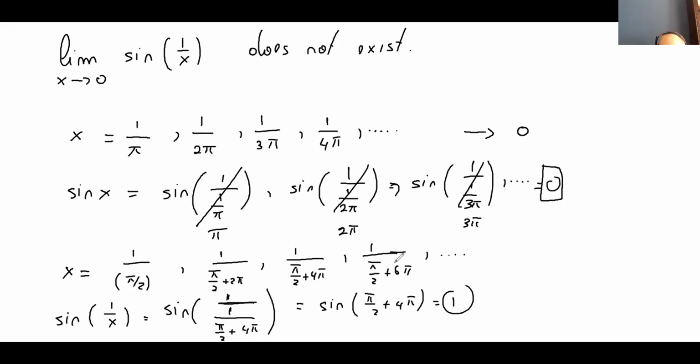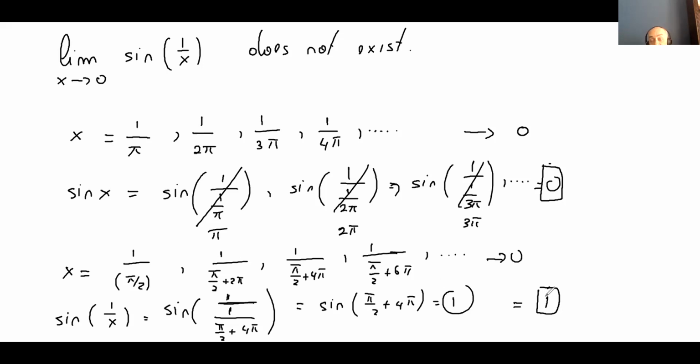So sine at all these values is going to be equal to 1: 1 over pi over 2, 1 over pi over 2 plus 2 pi, pi over 2 plus 4 pi, and so on. These are all numbers going to 0 themselves, but the values of sine turn out to be all 1. So what happens here, no matter which number L you would think your limit might be, when you take a small interval around L, you're either missing 0 or you're missing 1 from the values of your function, sine of 1 over x.